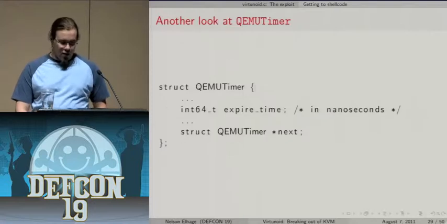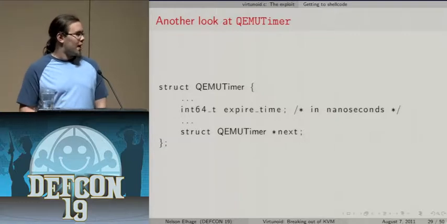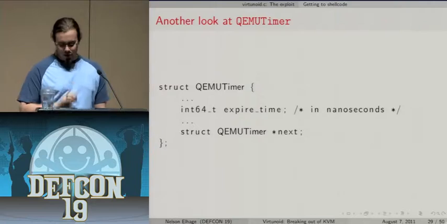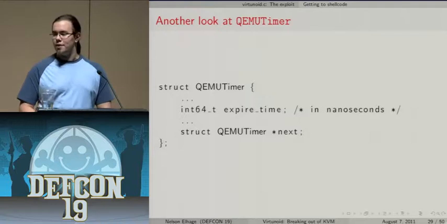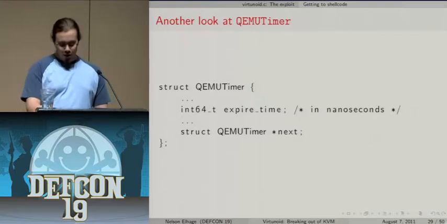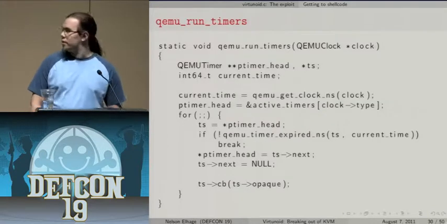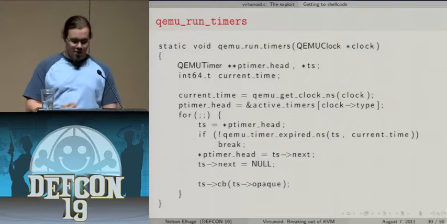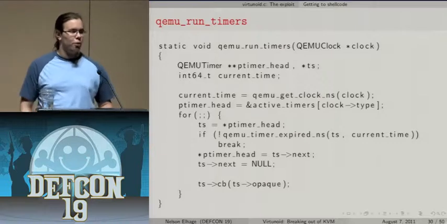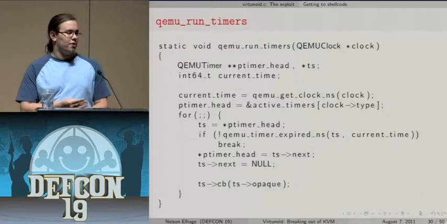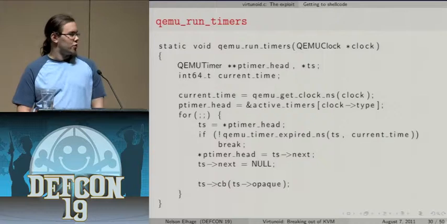So let's take another look at that QEMU timer structure that we're faking. We focused on the callback and opaque members before, but now let's look at this expire time and this next pointer. The way these timers are implemented is they're stored in a sorted linked list threaded through by that next pointer. And every time the QEMU main loop wakes up, it runs these timers, which just walks this linked list, following that next pointer, as long as that expire time is before the current time. And we control that next pointer because we control this entire timer.